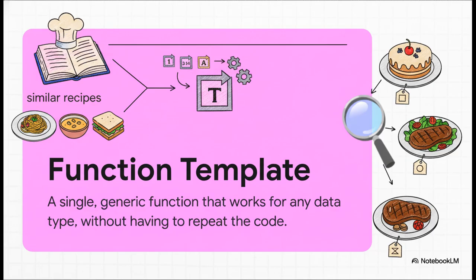And if overloading is like having a few similar recipes, a function template is the ultimate master recipe. With a template, you write the function logic only once, using a generic placeholder instead of a specific data type. Then, the compiler does the magic for you. It automatically generates the perfect version of that function for integers, doubles, strings, whatever you throw at it. It is literally write once, use for anything code.